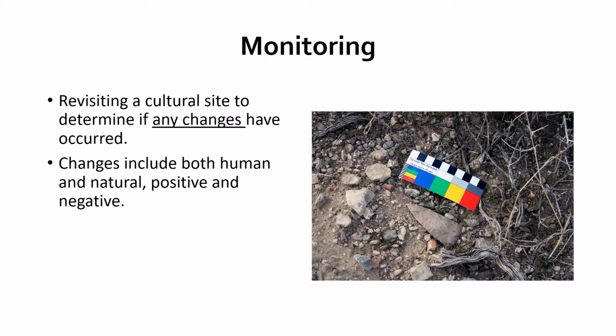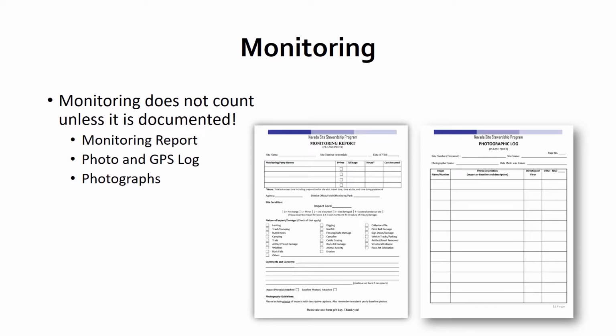Monitoring is revisiting a cultural site to determine if any changes have occurred. Changes include both human and natural, positive and negative. Monitoring does not count unless it is documented. It has to be documented with a monitoring report and, if needed, photos, coordinates from a GPS, and the photo log.